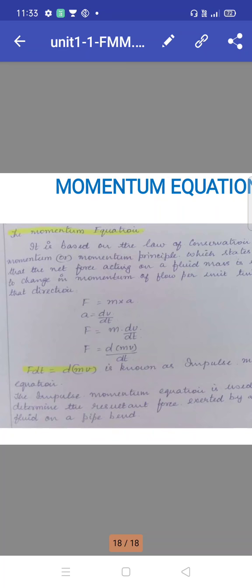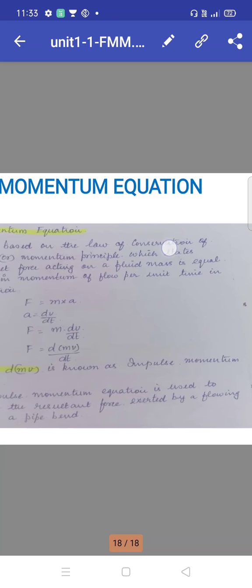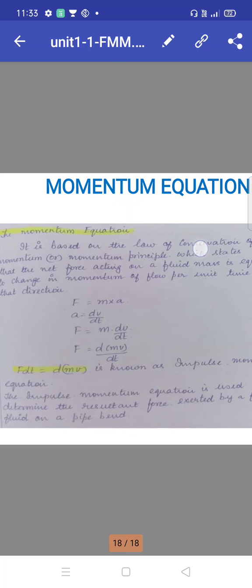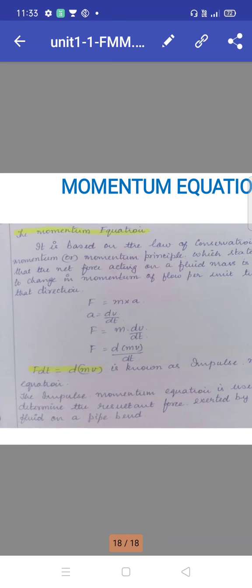The impulse momentum equation is used to determine the resultant force exerted by the flowing fluid at a pipe end. Especially, we use the pitot tube at a pipe end, and likewise the momentum equation is also used at a pipe end. So what are the resultant forces happening in a bent pipe? For that we have to apply the momentum equation. With the momentum equation, we can acquire more knowledge.